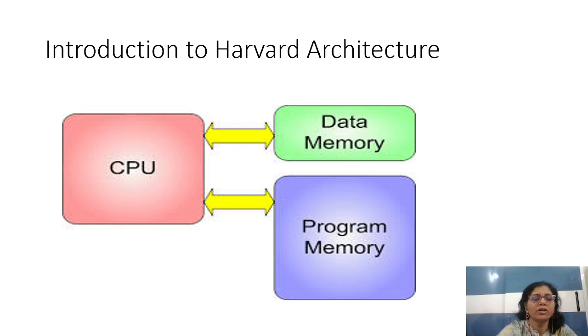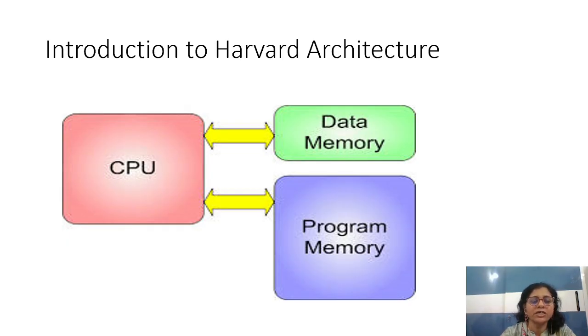Now this Harvard architecture is basically relying on the concept of two separate memories, one for program memory and one for data memory. We all know that when we write a program in a computer, we need to give the instructions, that are nothing but our program, and another important part is the data on which we are going to operate.